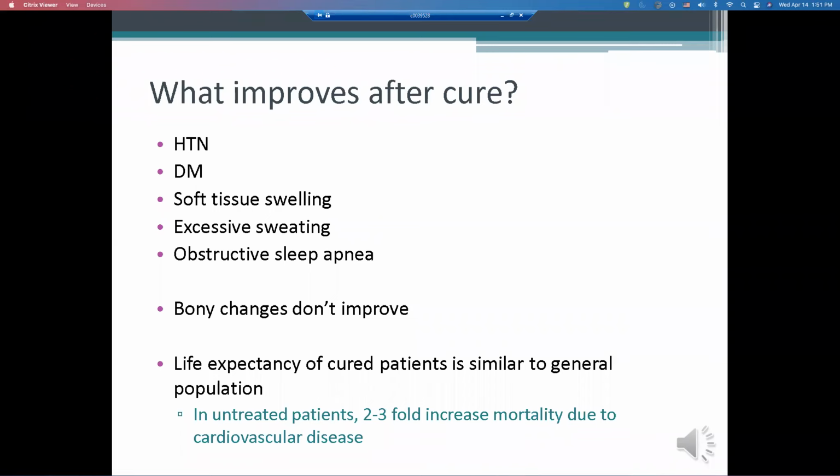Go ahead. How common are growth hormone tumors in Saudi Arabia? Acromegaly is estimated to be around 1 or 2 cases per million. It's quite rare.